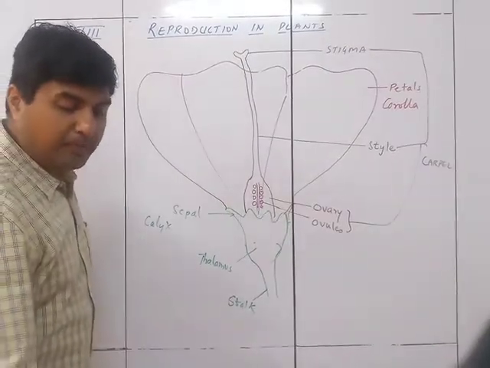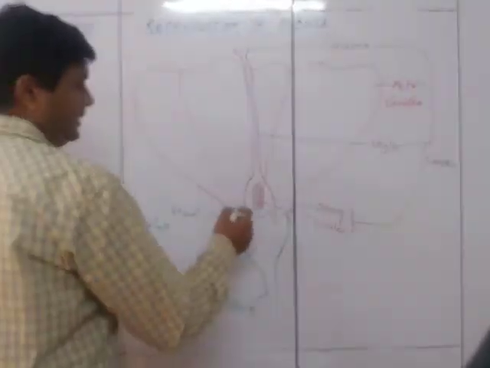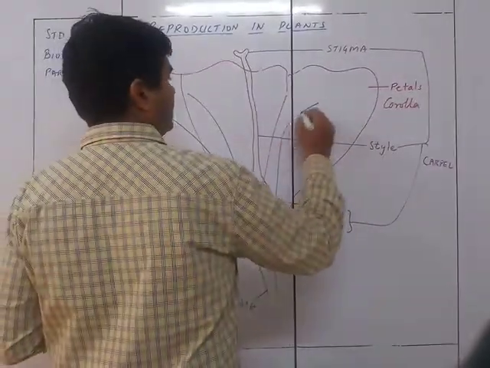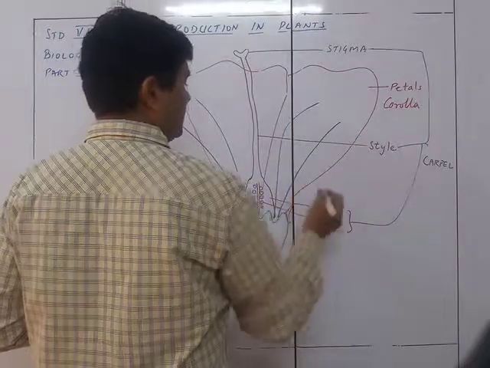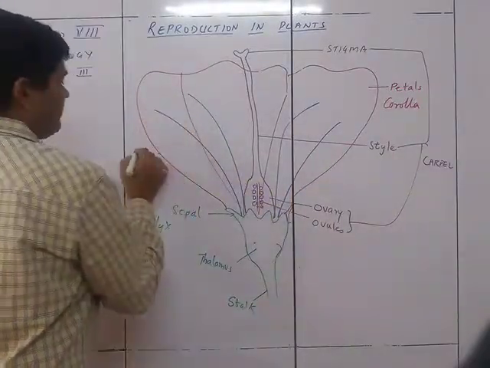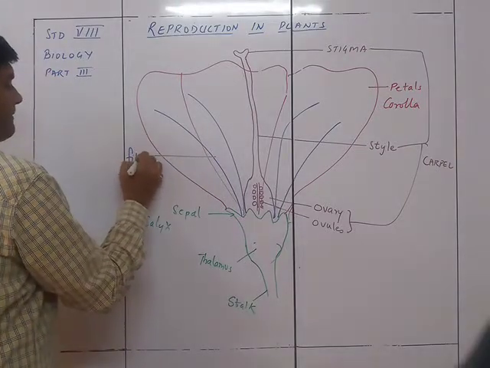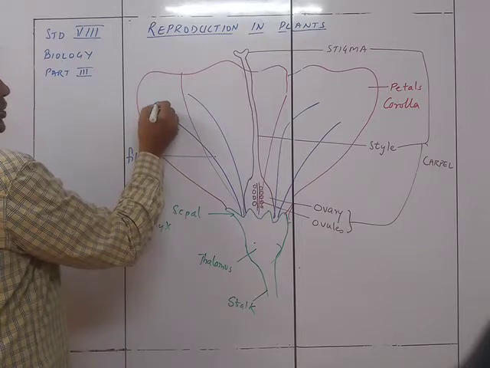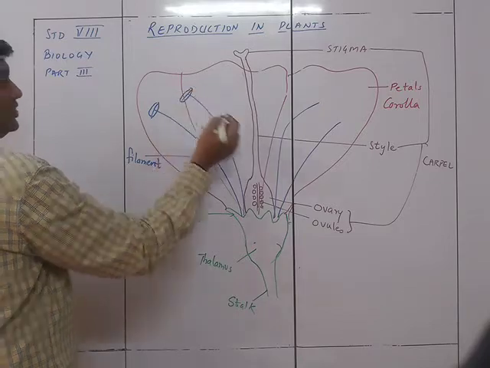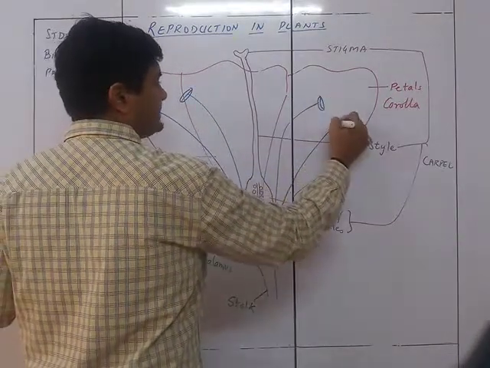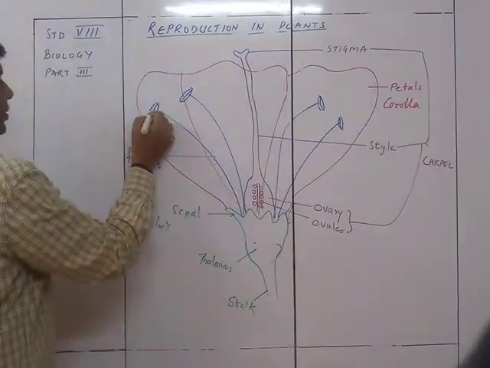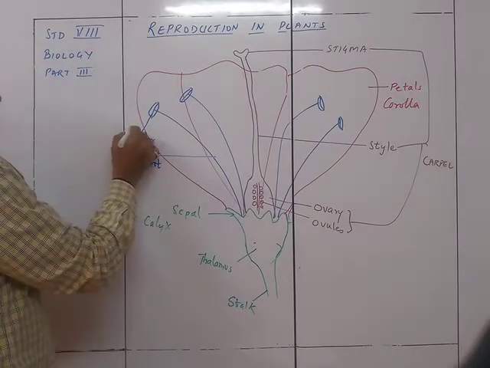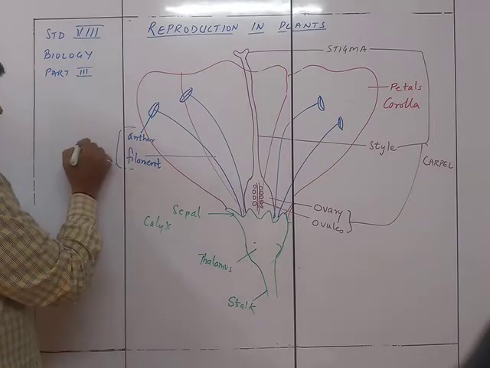And then we have the male reproductive part. The male part will have some filaments like this, one, two, then one like this, one like this. These are the filaments, and each filament has a bilobed structure on it. This bilobed structure has pollen grains in it, and these bilobed structures are called the anther. Combined, they are called the stamen.